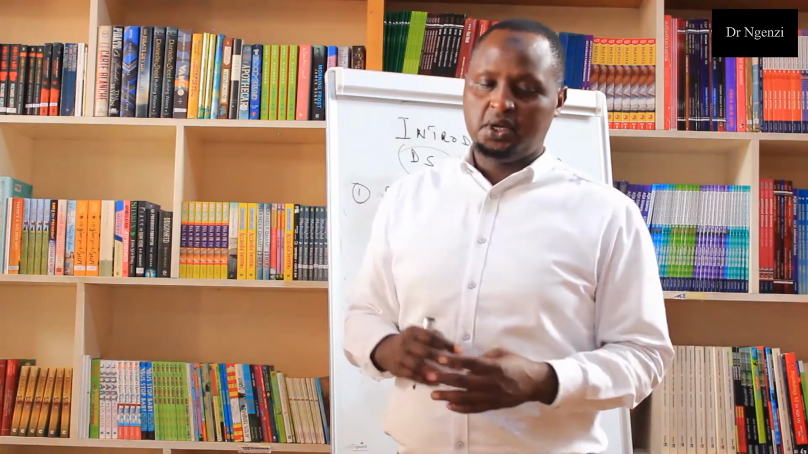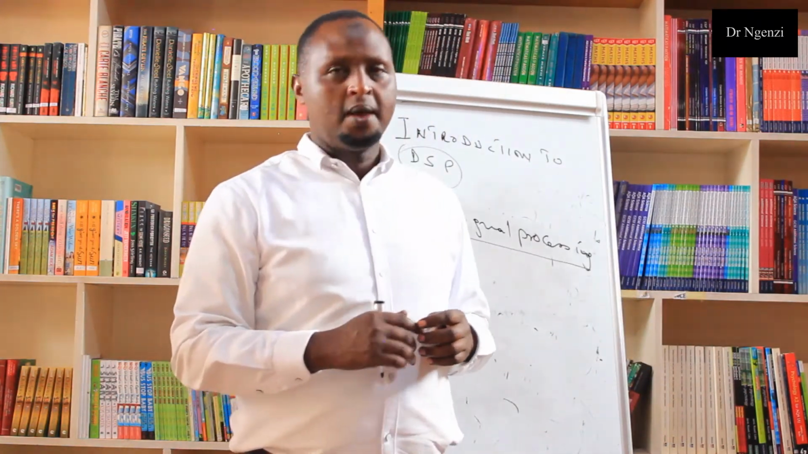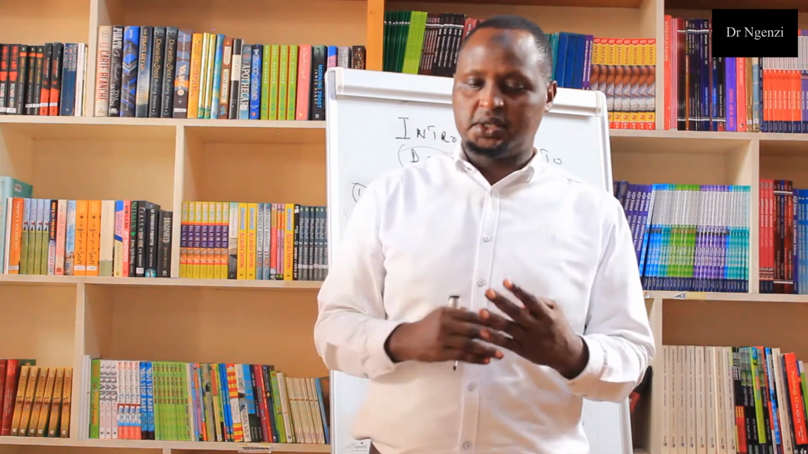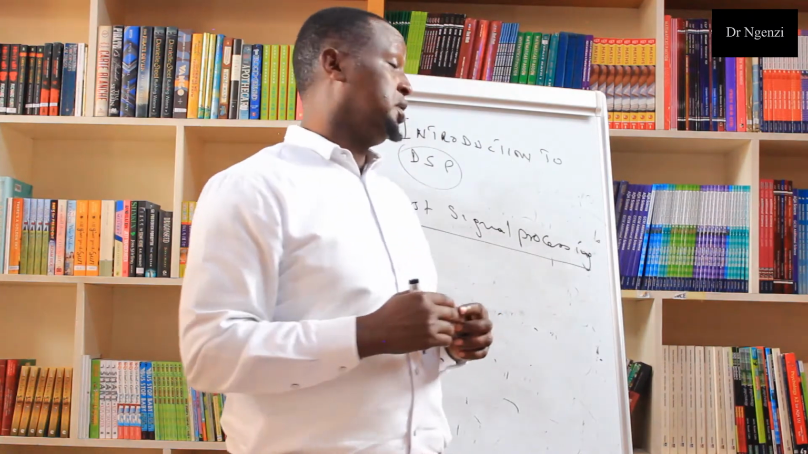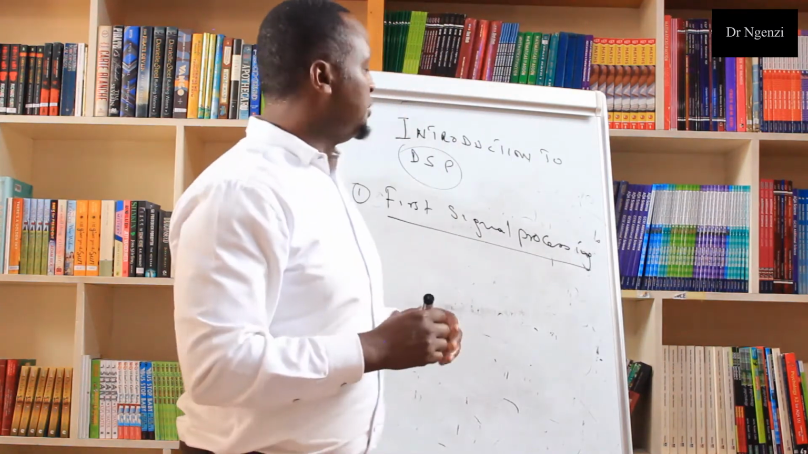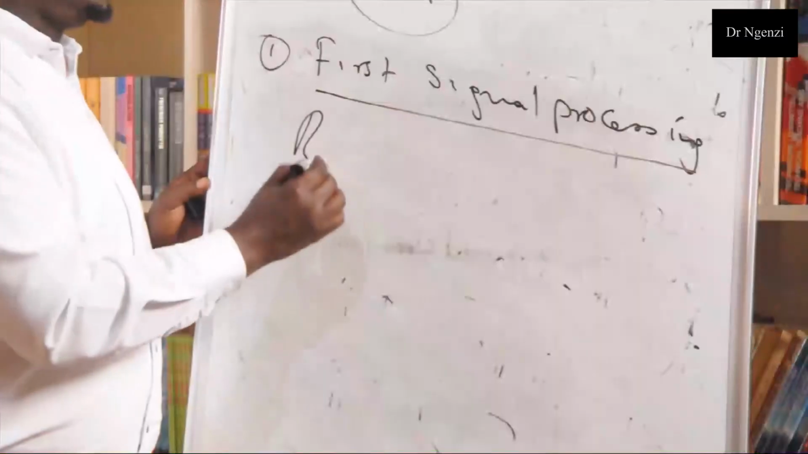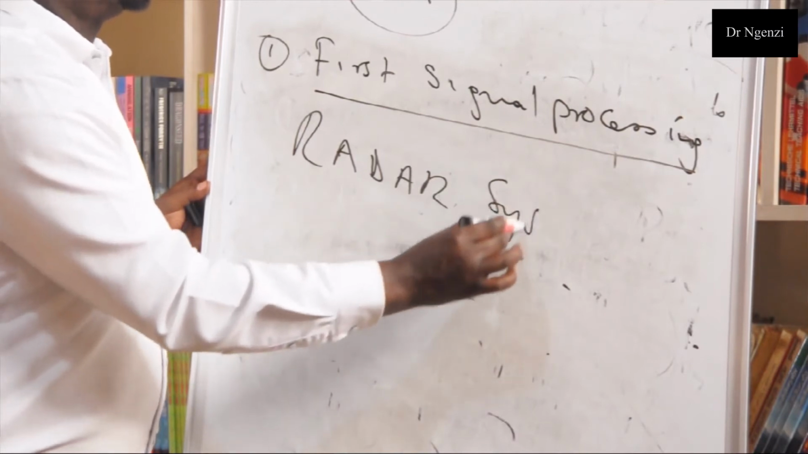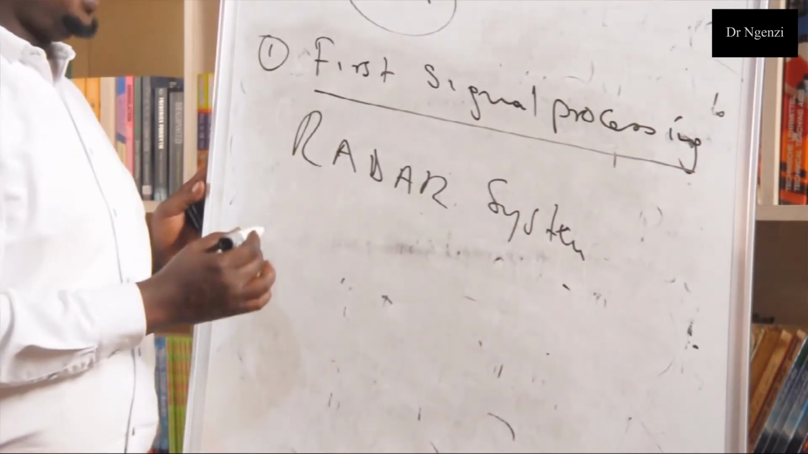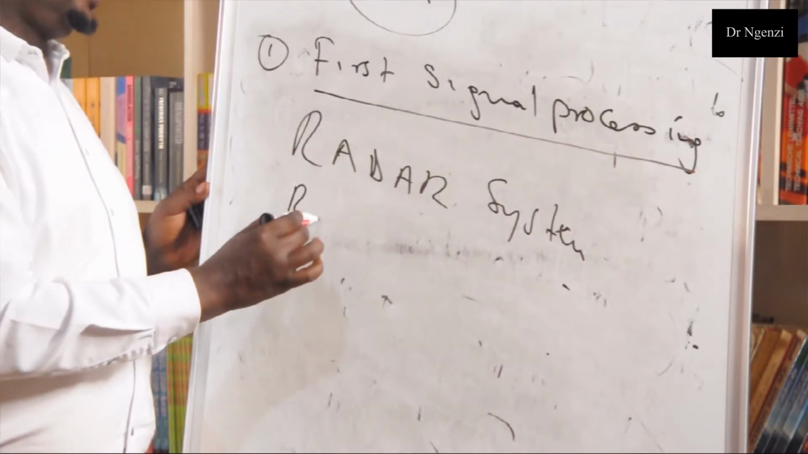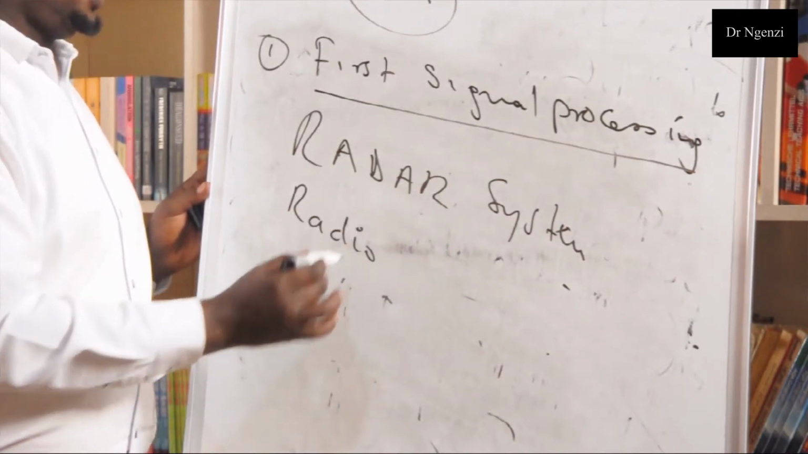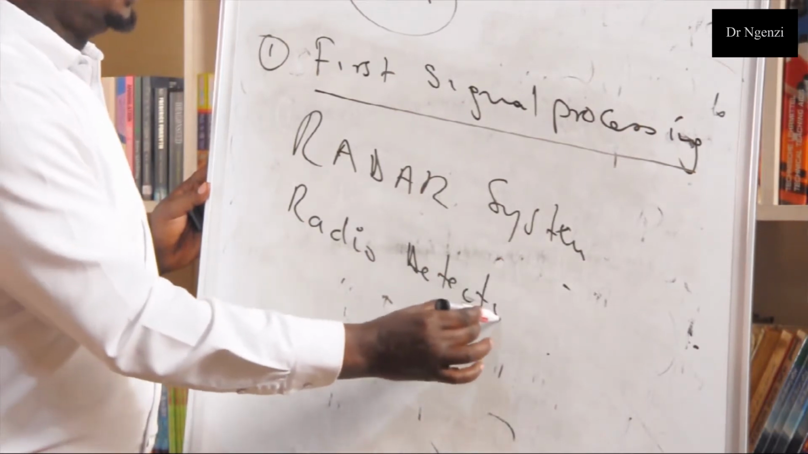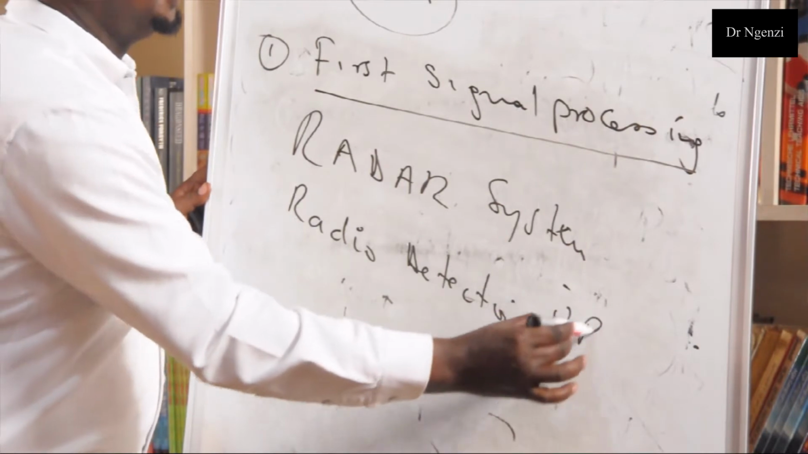It was during the Second World War when the army at the battle was detecting the information coming from their enemies using a radar system. Radar is nothing but radio detection and ranging.